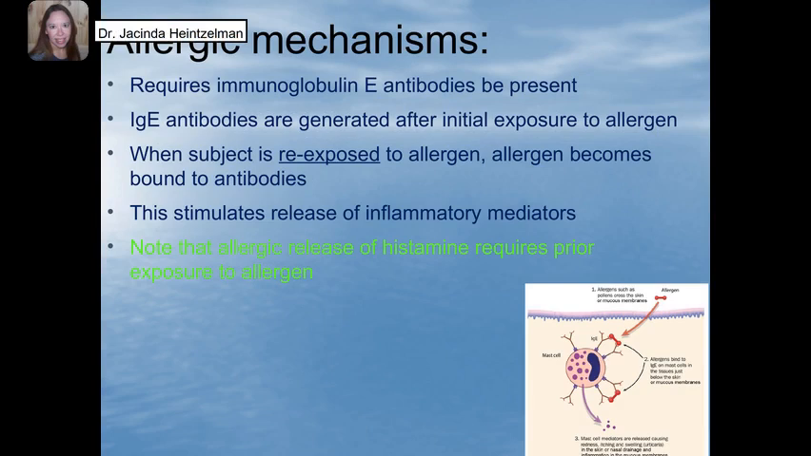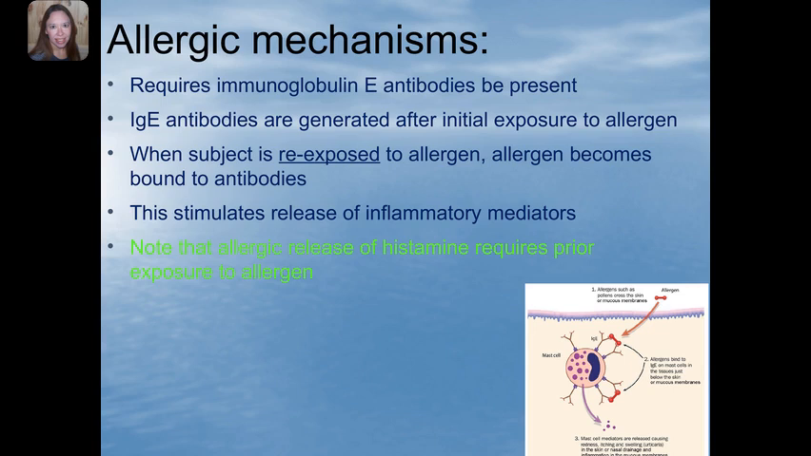A little bit more on the pathophysiology of allergic rhinitis. And remember, this is an allergic mechanism. So what exactly is happening in the body? Well, the body is going to have immunoglobulin E antibodies present. Well, how in the world do those get there? Well, the IgE antibodies are going to be generated and built up after being exposed initially to an allergen. Then the body is going to build up all these antibodies. When the patient then is re-exposed to the allergen, then the allergen is going to bind to the antibodies.